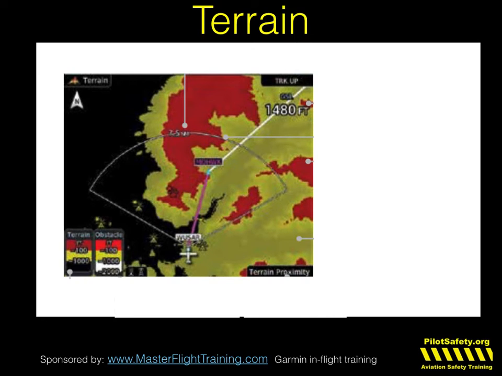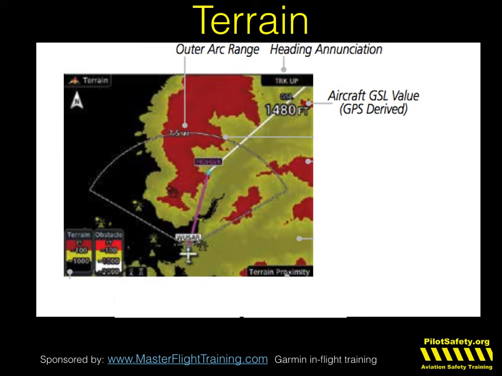So here's a terrain page. If you do the 120 arc, it shows you that that's showing 7.5 miles in front of you. Look at GSL. It says 1480 feet. Well, the GSL is a GPS-derived altitude, meaning it's closer to a true altitude. You should always fly on your indicated altitude, but the GSL will actually always be a little more accurate.